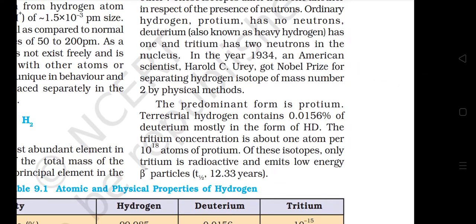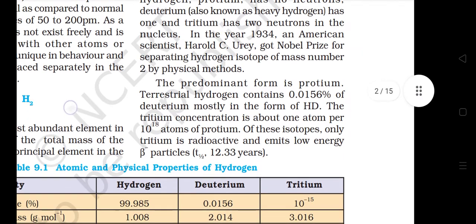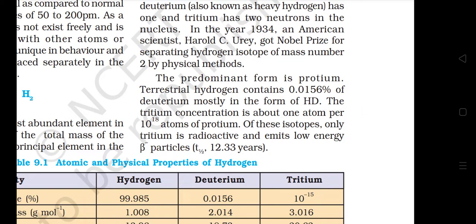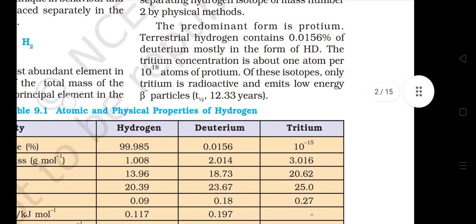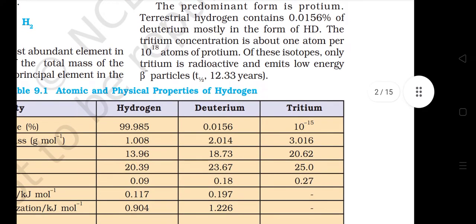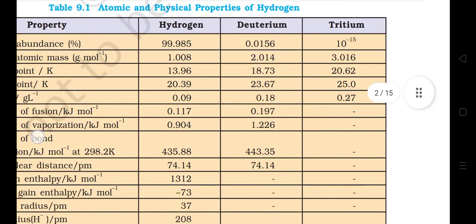In the year 1934, an American scientist, Harold C. Urey, got the Nobel Prize for separating hydrogen isotope of mass number 2 by physical methods. The predominant form is protium. Terrestrial hydrogen contains 0.0156% of deuterium, mostly in the form of HD. The tritium concentration is about 1 atom per 10^18 atoms of protium. Of these isotopes, only tritium is radioactive and emits low energy beta minus particles, with a half-life of 12.33 years.